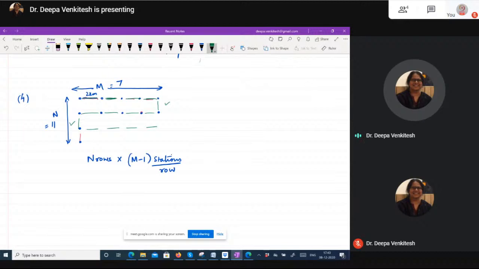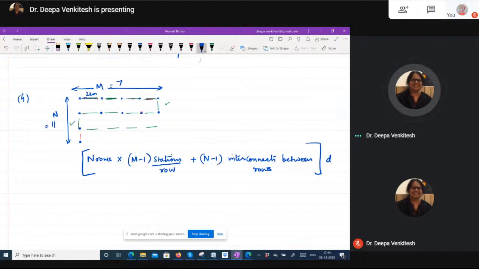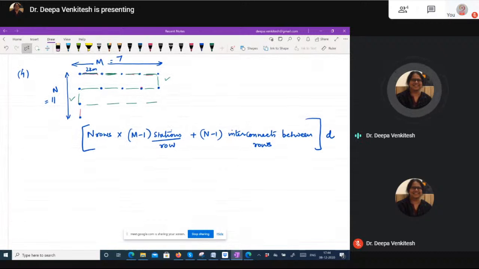And how many interconnects do you need to make? Because there are N rows, you need to make N-1 interconnects between rows. These are the number of connections, and each connection is of length D. So you can calculate the total length. That is when you are trying to connect.